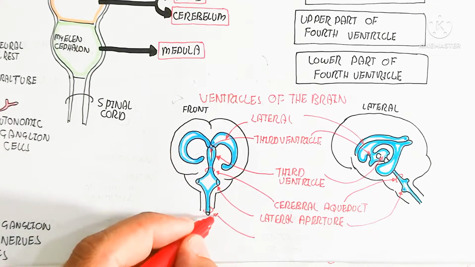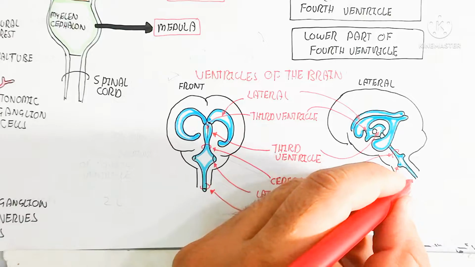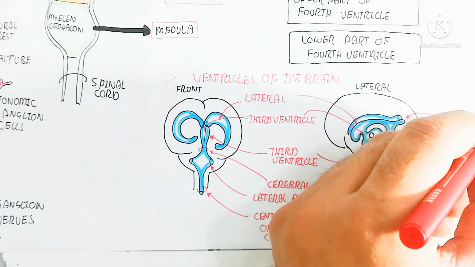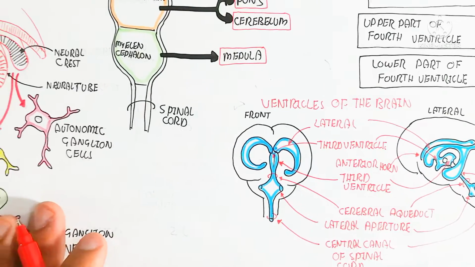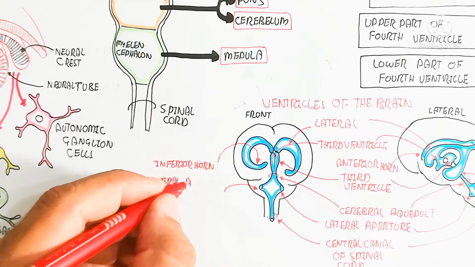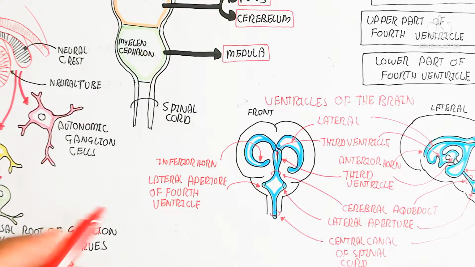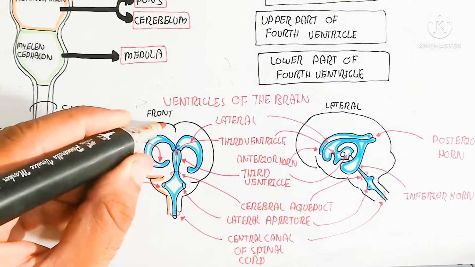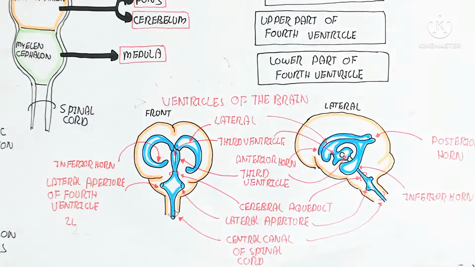So this is what the figure shows related to the development, and the central canal of the spinal cord is here. On the other hand, there are the posterior horn, inferior horn, and anterior horn, which also develop from the telencephalon and diencephalon. The third ventricle develops from the diencephalon. So remember. And this is the lateral aperture of the fourth ventricle, which is a pair.